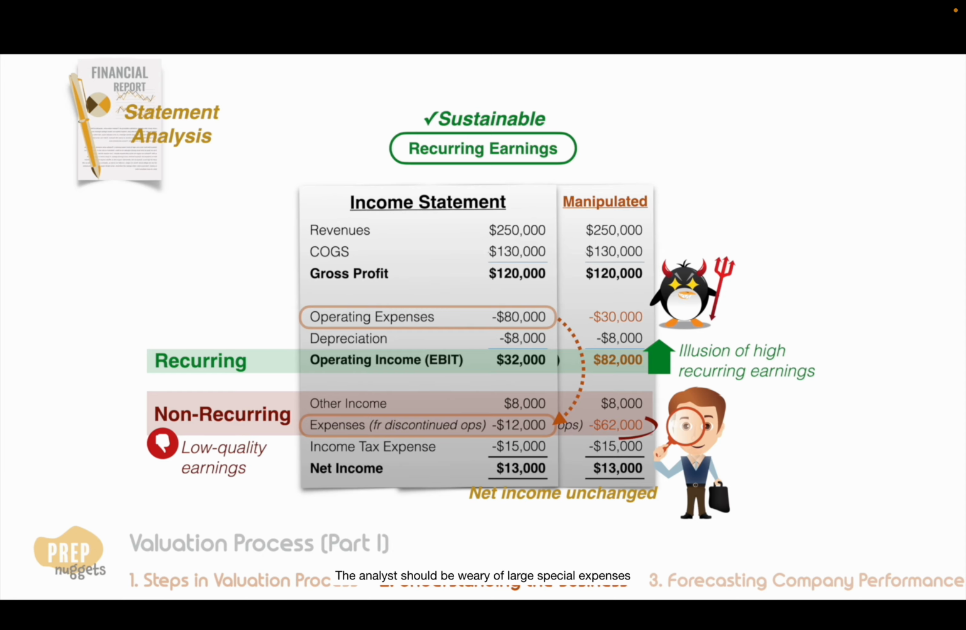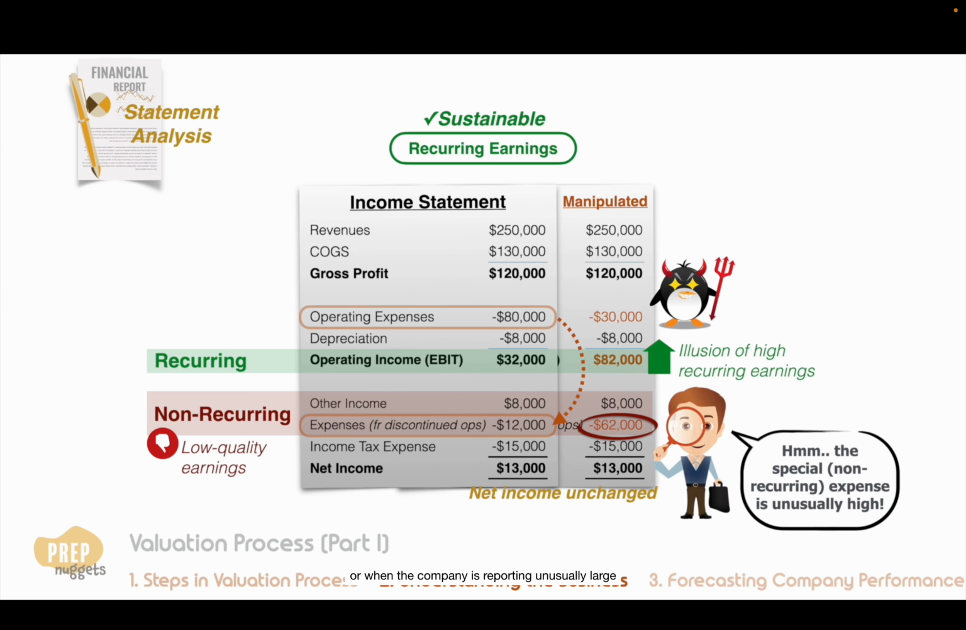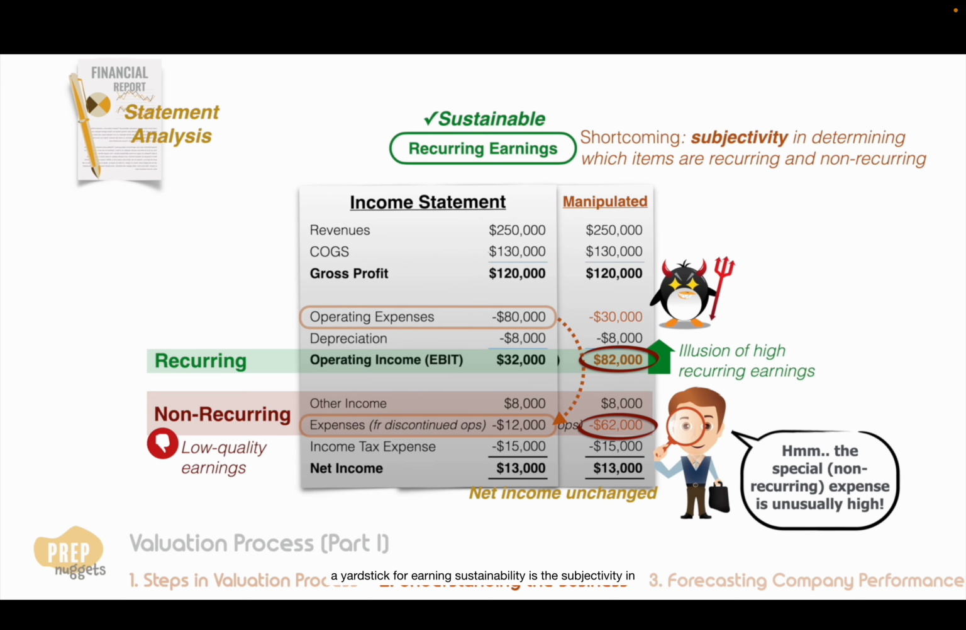The analyst should be wary of large special expenses, or when the company is reporting unusually large operating income for a period. The shortcoming of using recurring earnings as a yardstick for earning sustainability is the subjectivity in determining which items are recurring and non-recurring.